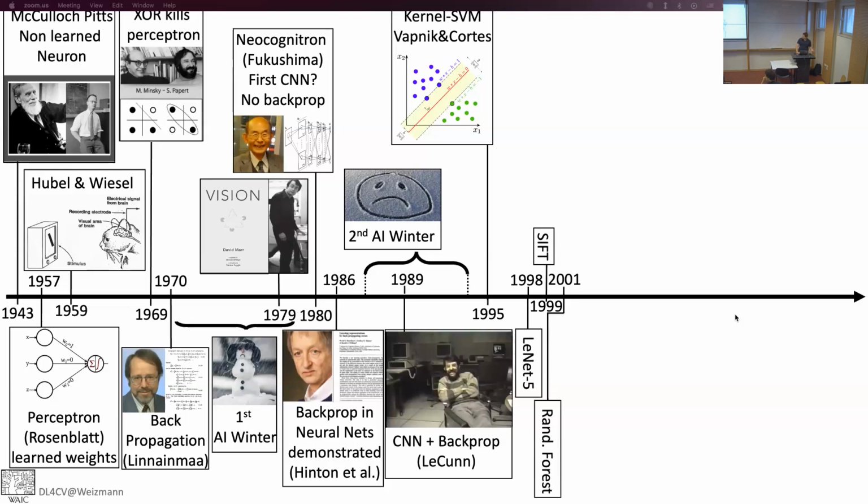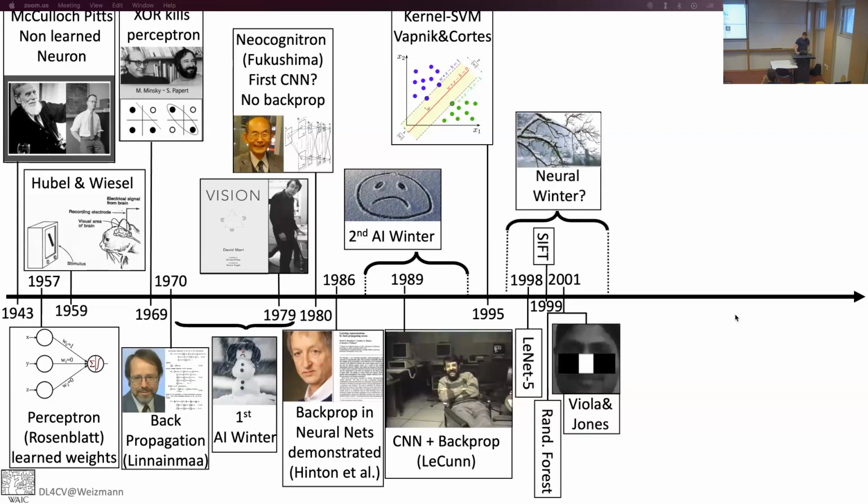Then the random forest came in 2001, and Viola and Jones came up with the first very good face recognition method using AdaBoost. So this whole era cannot be called an AI winter, but it is somewhat of a neural winter, because nobody cared about neural networks. Nobody wanted to study them, and those people pioneering them, like Jeff Hinton and Yann LeCun, were PIs and couldn't get students to work for them.